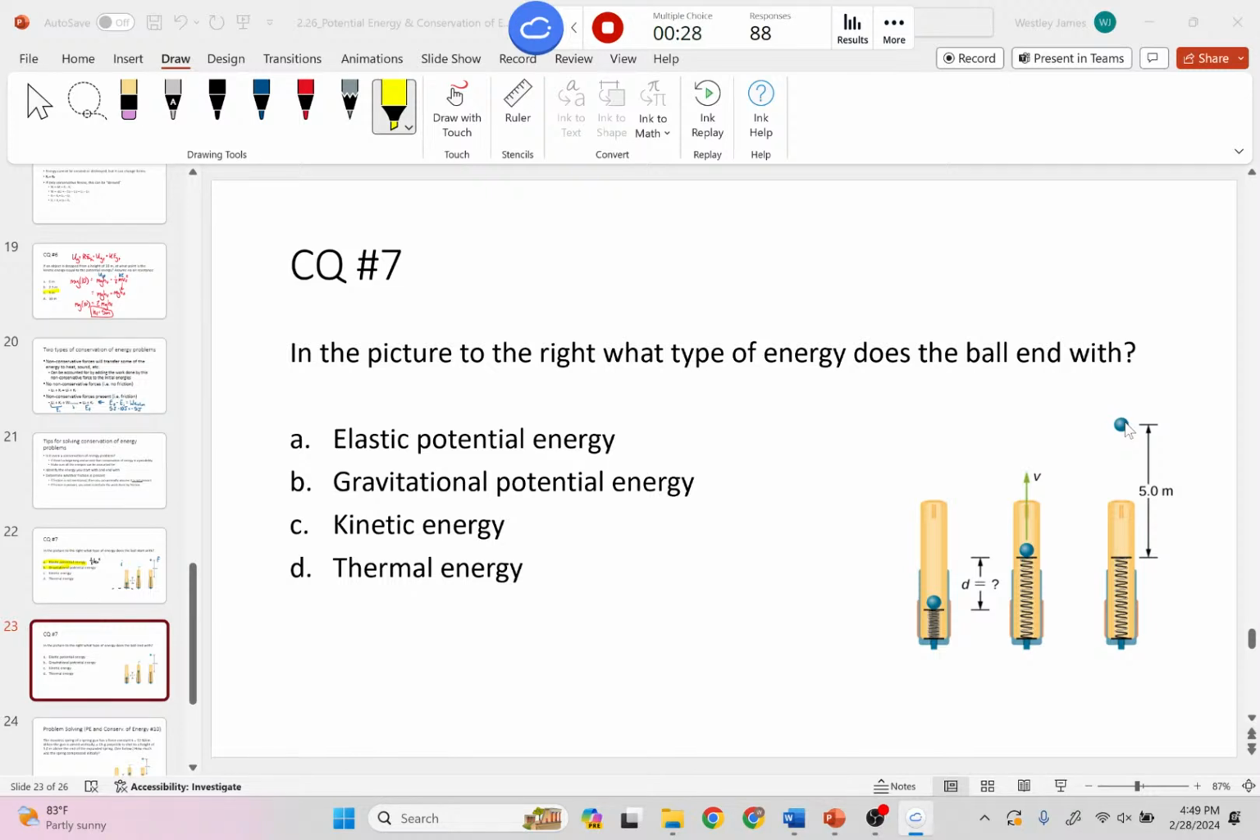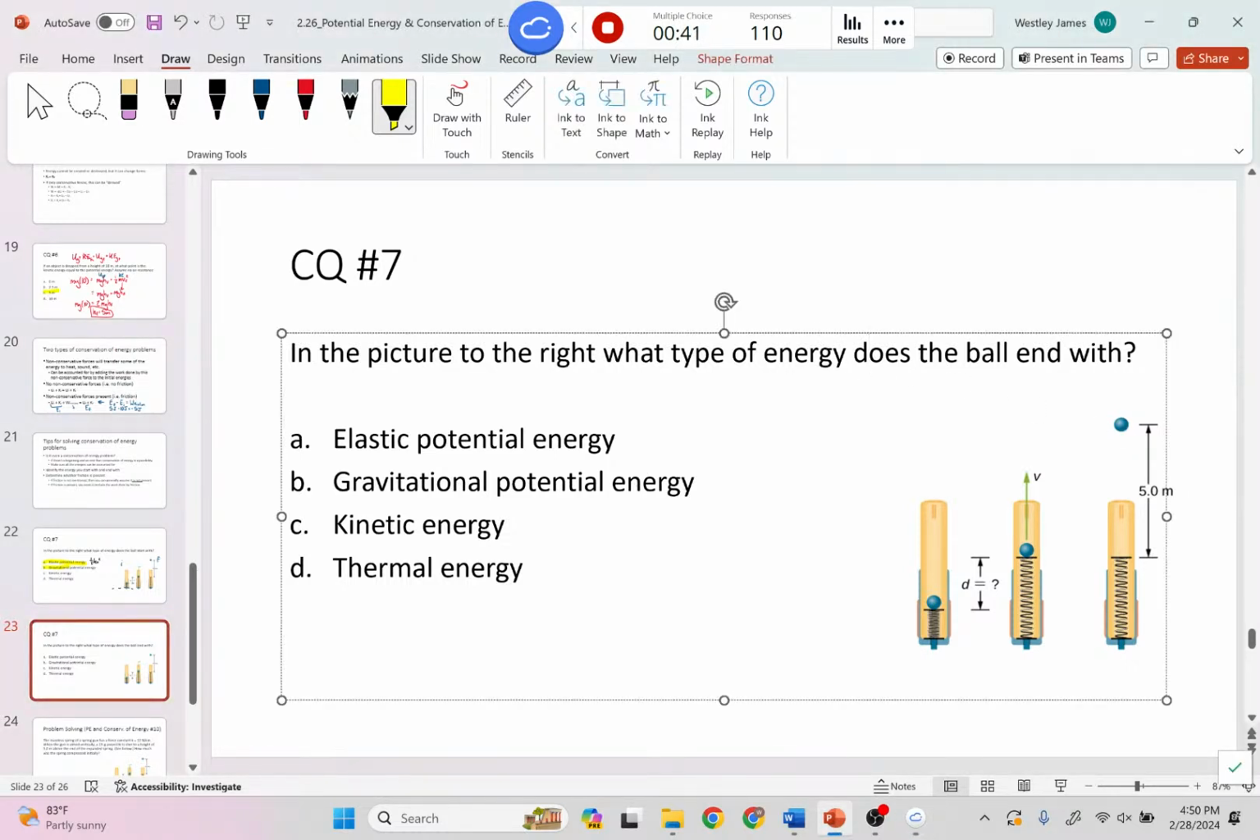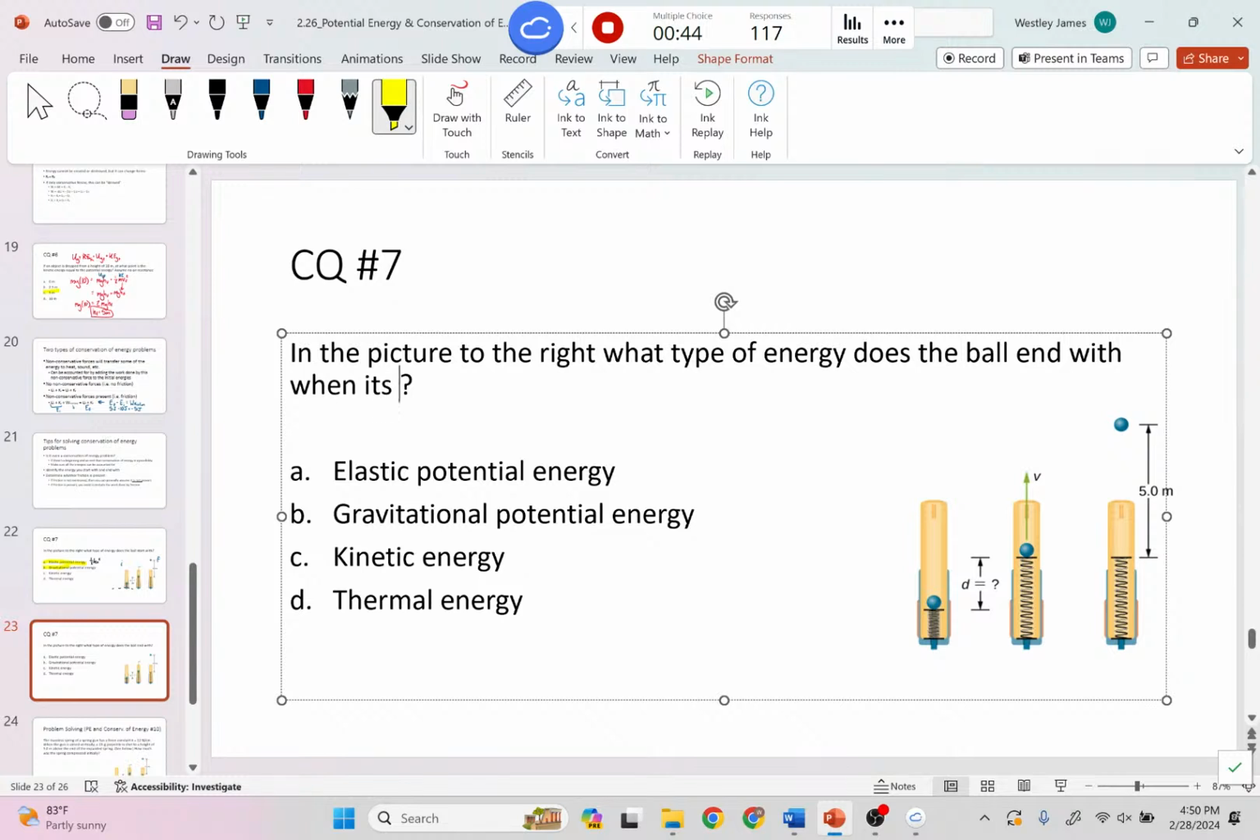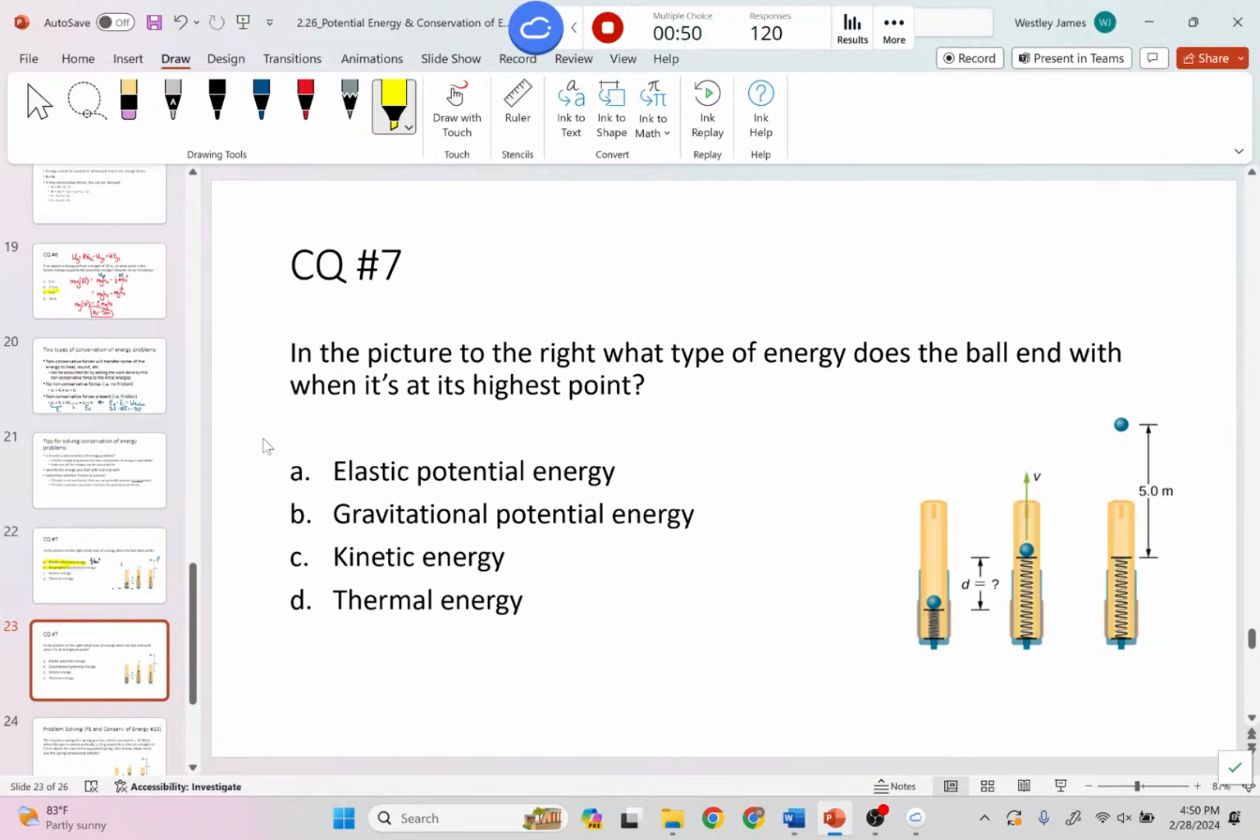And we'll just go to 50 seconds for this because it's fairly straightforward. Yeah, so this one here, what is the type of energy the ball ends with when it's at its highest point? That's important to clarify. All right. So we'll close this out in 5, 4, 3, 2, 1.